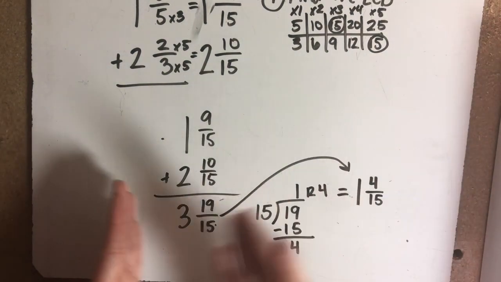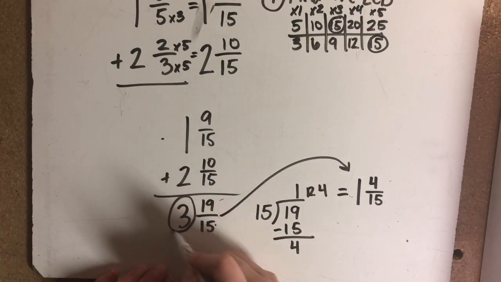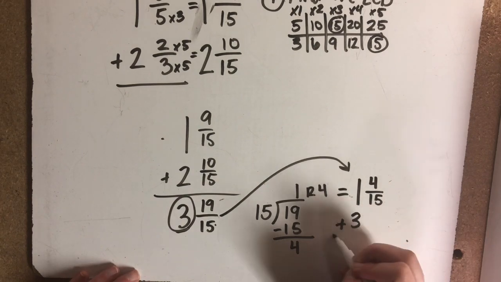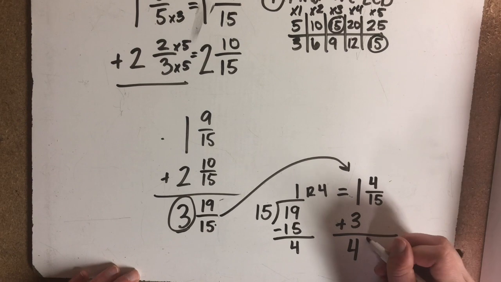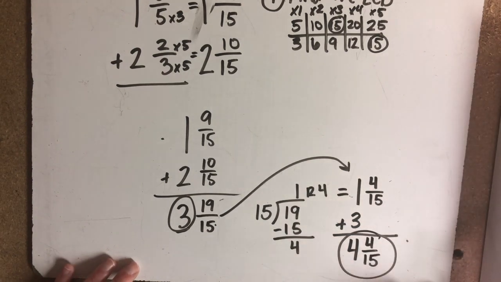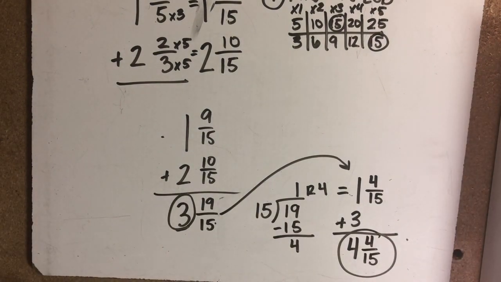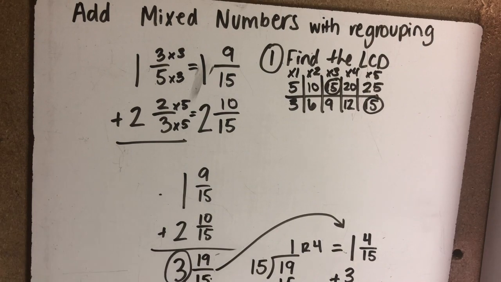But now I need to put it all together so I have my nice number, because I still have this 3 out front that I need to do something with. So I'm going to add that 3 to this fraction here, and I get 4 4/15 as my final answer. And if you notice now, 4/15 is a proper fraction, meaning that I can leave my answer as that. Okay, so that is adding mixed numbers with regrouping.